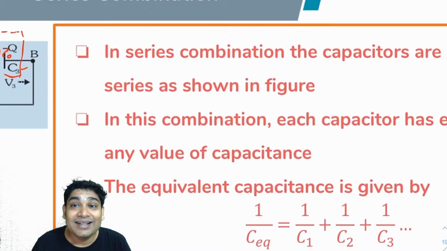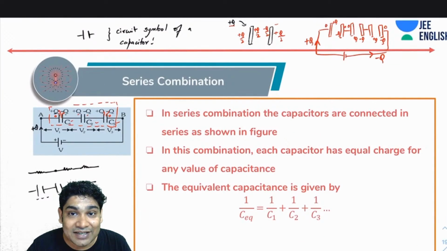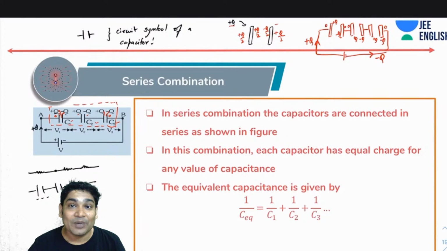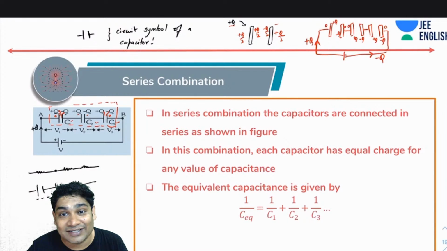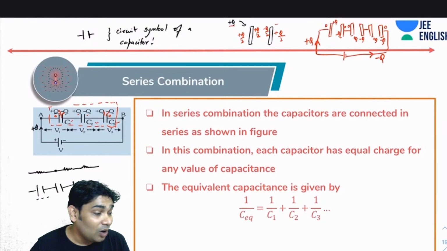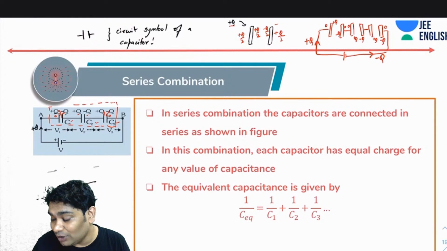Now I'm saying is that the equivalent capacitance for such a system is 1 over C equivalent equals 1 over C1 plus 1 over C2 plus 1 over C3 and so on. You remember this formula? This is the formula for parallel combination of resistors. So for series combination of capacitors, you are getting the formula for parallel combination of the resistors. Alright. Now how are you getting this formula? Let's also see that. Let's talk about the proof.